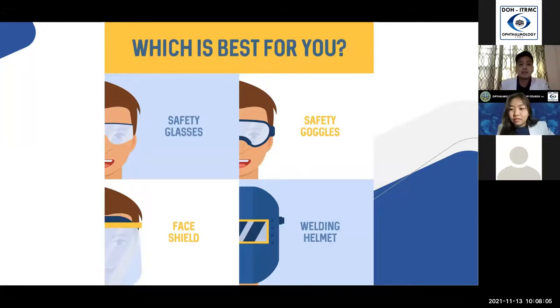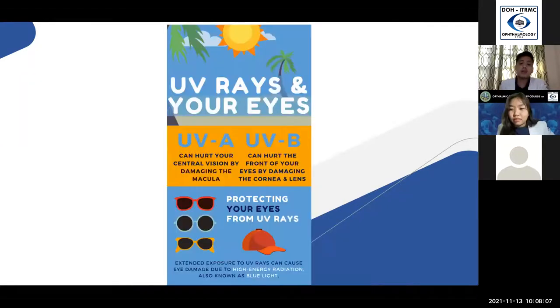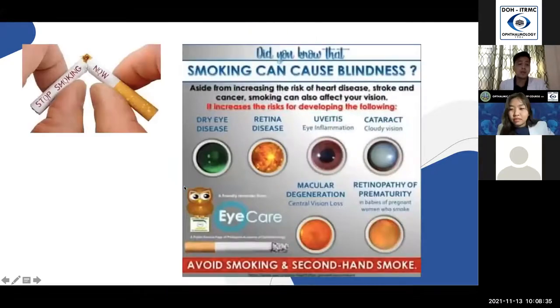So UV, protect your eyes from UV rays. So if you're gonna go outside and you know that you're gonna be exposed to sunlight, might as well use shades or a cap. Good. Because if you are exposed to sunlight too long, you can hasten your cataract formation or damage the macula. So lastly is smoking.